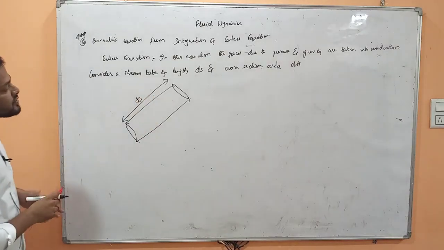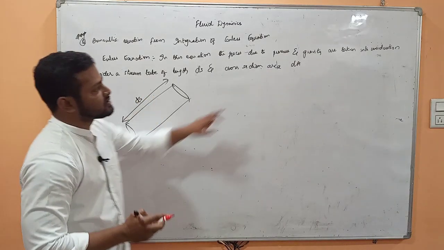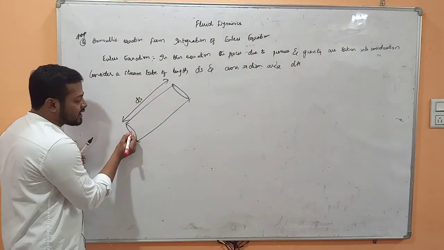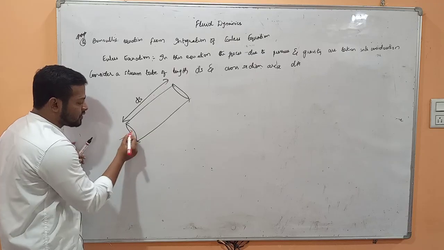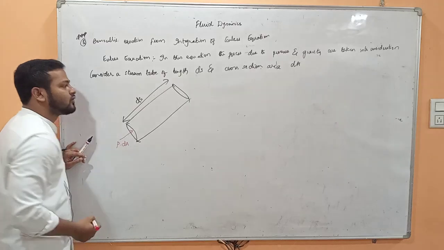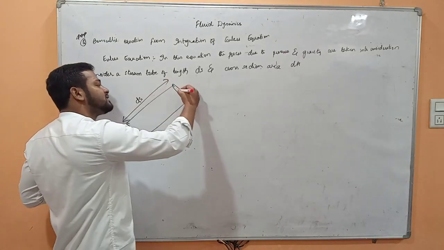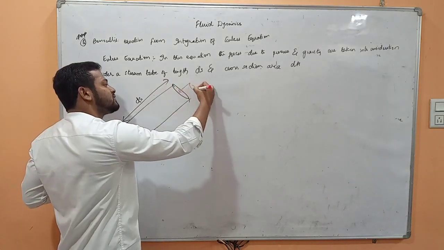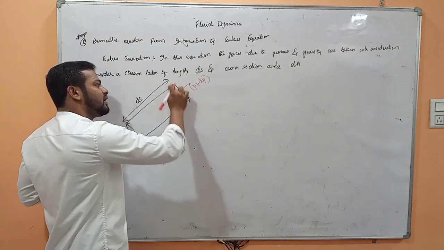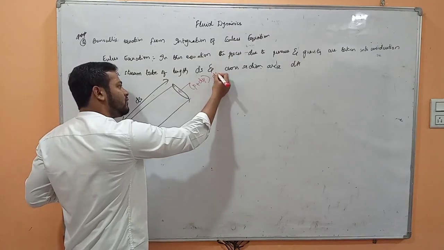So what are the different forces acting on this? One is the pressure force and the second is the gravity force. So the pressure force acting on this side is pressure into area. So what is this area? dA. So pressure into area. On the other side, because the height is increasing, the pressure will also increase. So pressure will become P plus dP. Area is the same, so P plus dP into dA.